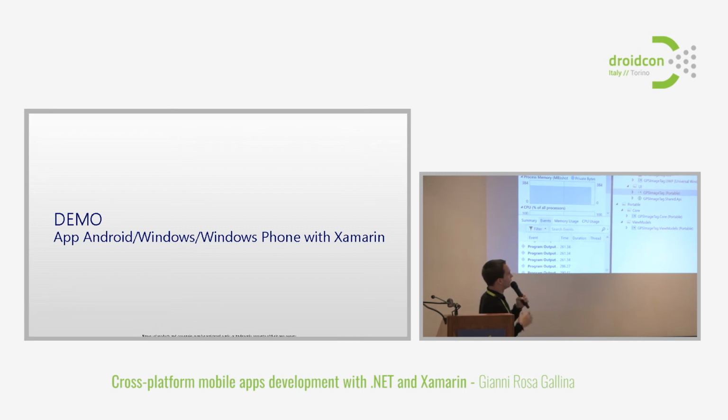The difference between the 2 is that the shared project is just a copy of the files that gets linked to the main application, either Droid, iOS, or UWP. So you don't have a different DLL, an external library for this project, but the files are copied inside each project at compile time and built together with the application, either for Android, for iOS, or for Windows. Different from the portable version.